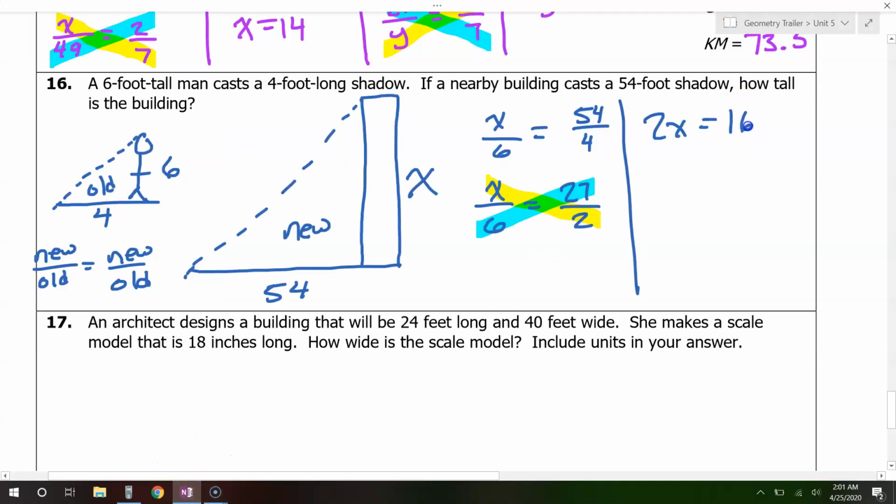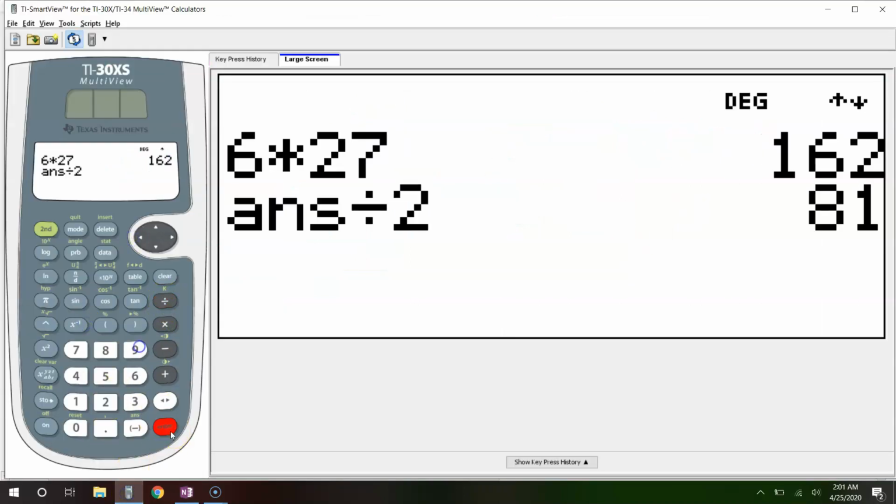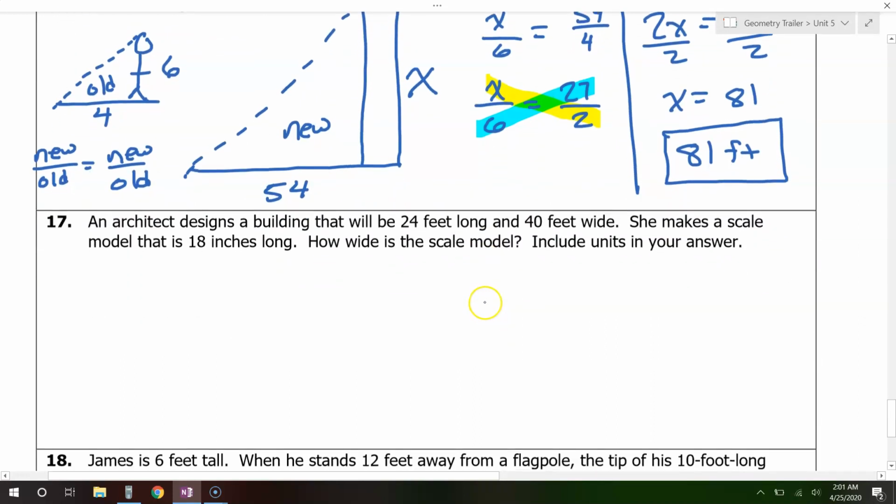162. And then if we divide both sides by 2, I get x is 81. Okay, so that means that the building is 81 feet tall. When you're doing a word problem, make sure you include the units.